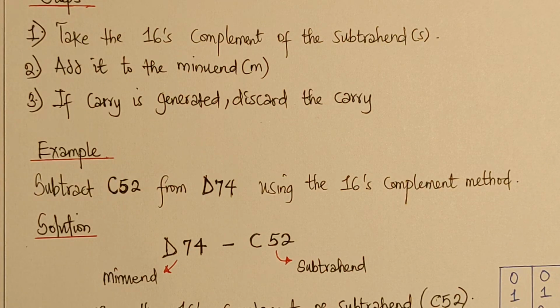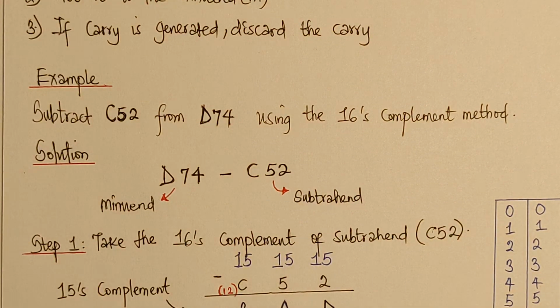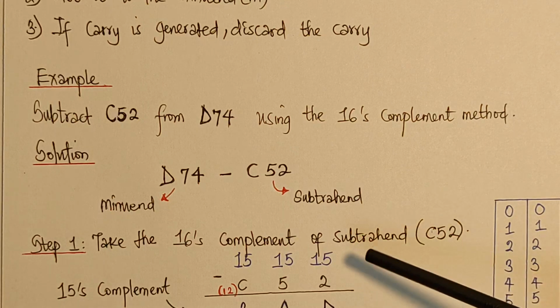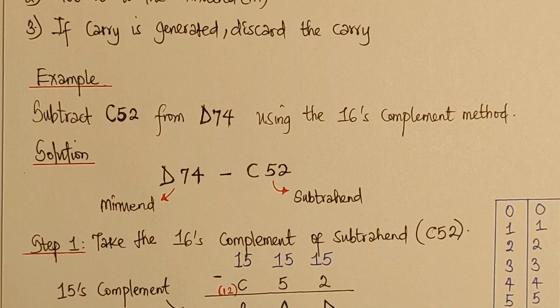So we are starting with step 1, which is to take the 16th complement of the subtrahend. Now in this case, the subtrahend is C52. I'm spreading out that value and then put 15, 15, 15 for each of the digits found in the subtrahend. The next thing we need to do is to subtract. So we have 15 minus 2, which becomes 13. But in hexadecimal form, we have to represent that as D.